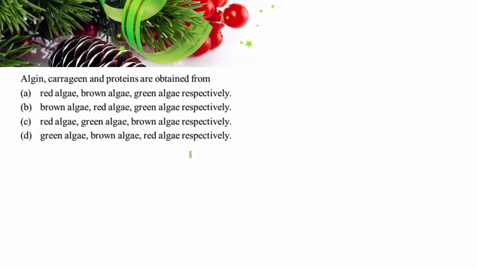Which green algal members are rich in protein? Chlorella and Spirulina, single cell proteins, are rich in protein. They are used as alternate food supplements as they are rich in protein. So the answer is brown algae, red algae, green algae respectively. Algin is obtained from brown algae, keratin from red algae, and proteins from green algae. So B is the right option.